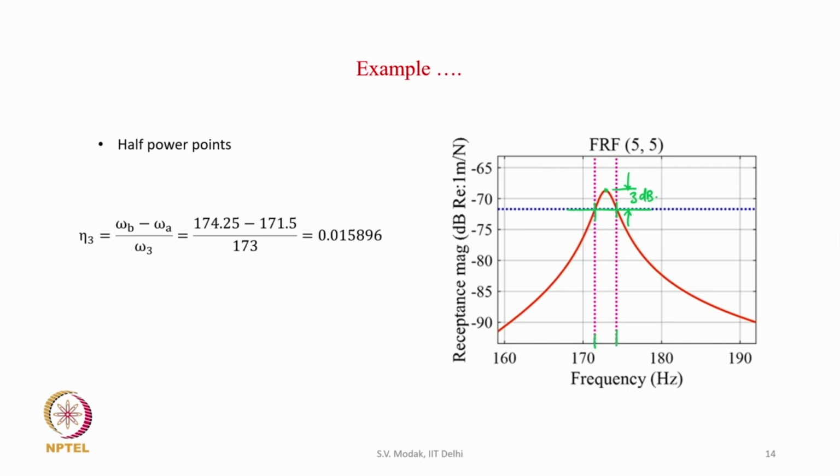So, this half power point is 171.5, and this half power point is 174.25, correct. So, basically the frequency range that was used for simulation, we have a frequency spacing of 0.25 hertz. So, once these half power points are obtained, now we use the expression eta 3 is equal to (omega b minus omega a) upon omega 3, and because the natural frequency omega 3 we have already found out is 173, we get an estimate of the modal loss factor, which has turned out to be 0.015896, that is the modal loss factor.